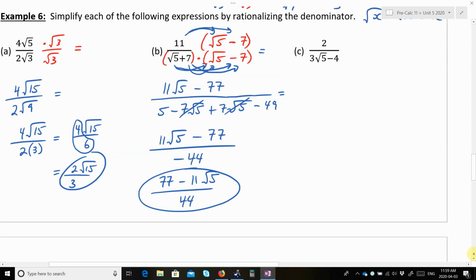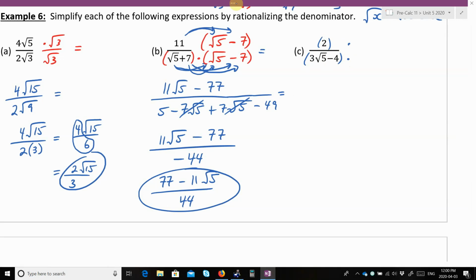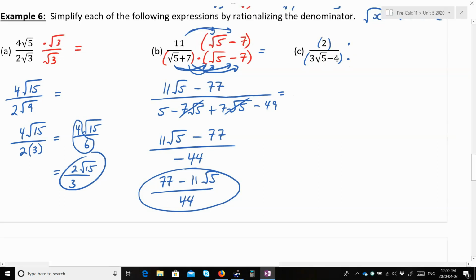All right, and finally, example C, rationalizing the denominator. We've got 2 terms here, so I'm going to multiply top and bottom by the conjugate, which in this case is going to be 3 root 5 plus 4. 3 root 5 plus 4, like this. This is called the conjugate.